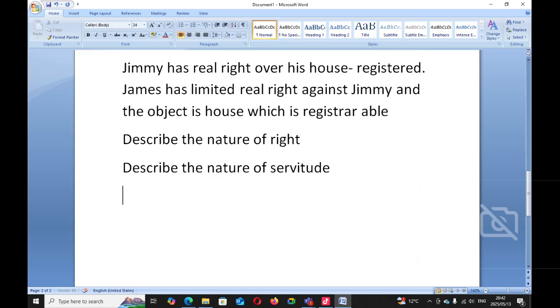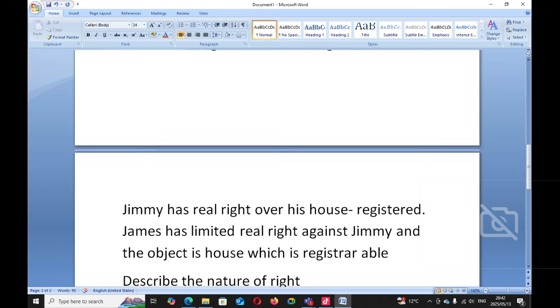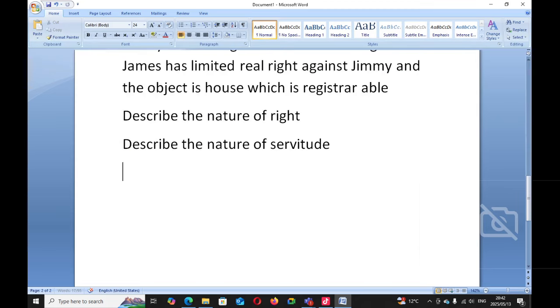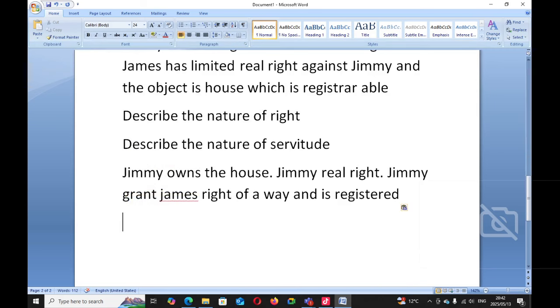Now, they can come in the examination and, let's just take this scenario of Jimmy, say that Jimmy grants James a right of way and it is registered in his favor. Describe the nature of the right James has. James has a limited real right. Describe the nature of the servitude. James has a personal servitude. You see?